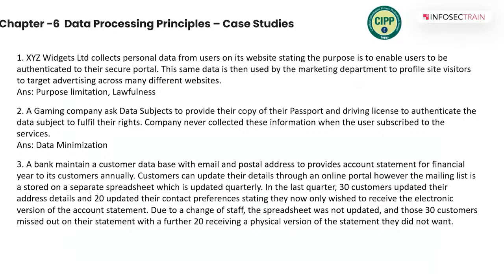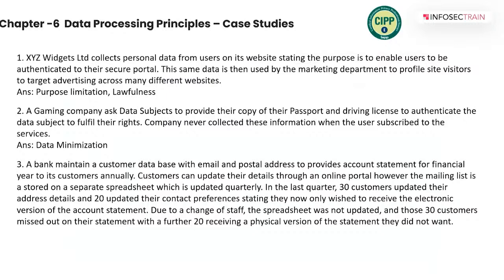A bank maintains a customer database with email and postal address to provide an accurate statement for the financial year to its customers annually. Customers can update the details through an online portal. However, the mailing list is stored on a separate spreadsheet, which is updated quarterly. In the last quarter, 30 customers updated their address details and 20 updated their contact preferences, stating that they do not want to receive any electronic version of the account statement.